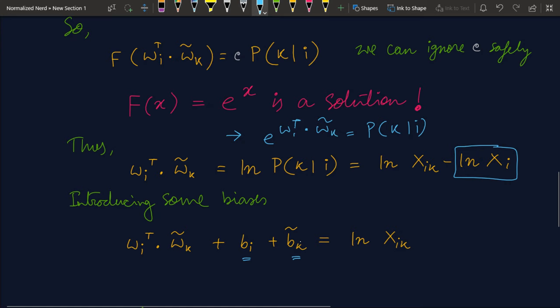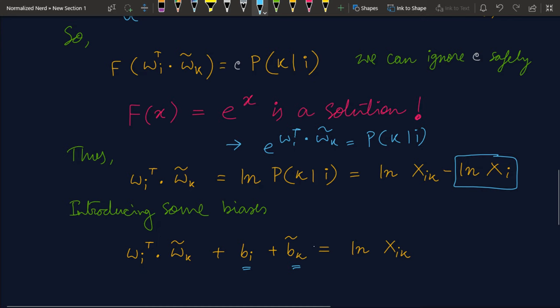Okay, so now comes the main portion where I'm going to show you the loss function or the cost function for our GloVe model.